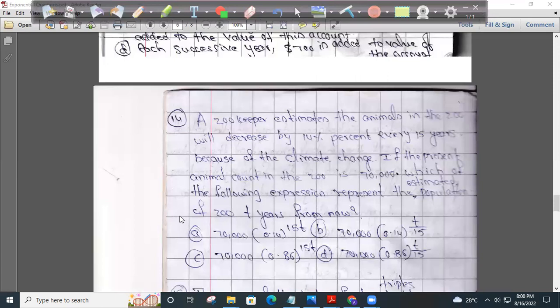The SAT question paper setters are generally very smart. They'll give a reason for everything. So they're telling why the animals in the zoo will decrease because of climate change. If the present animal count in the zoo is 70,000, which of the following expressions represents the estimated population of the zoo T years from now?